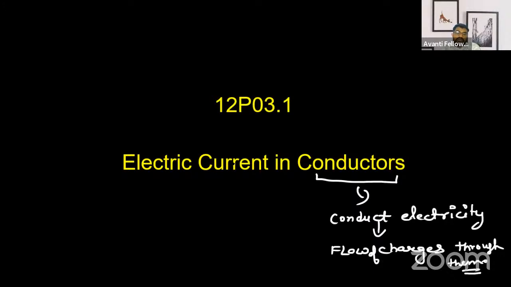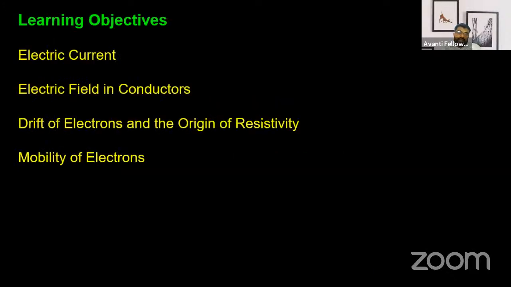Next. So these are the learning objectives. At the end of the class, we hope we can complete these things at least: electric current definitions and a little bit about the electric field in conductors. These two are our goals to complete today at the end of the class. The other objectives we'll see in the next classes. Next. Okay, let's proceed.